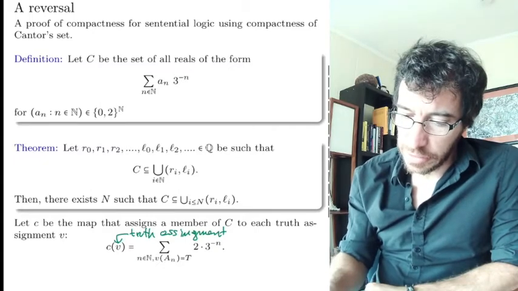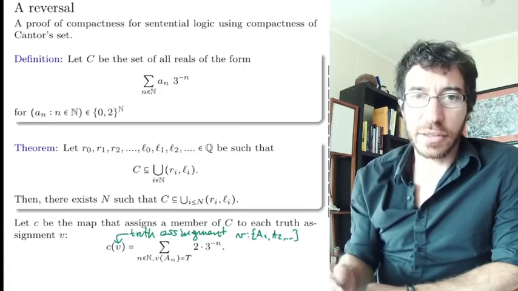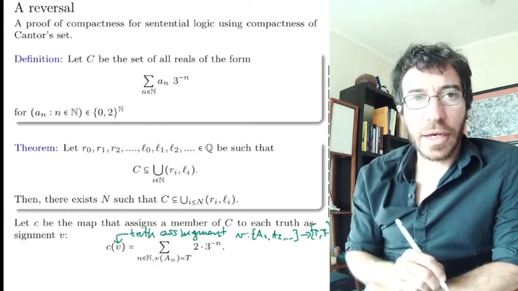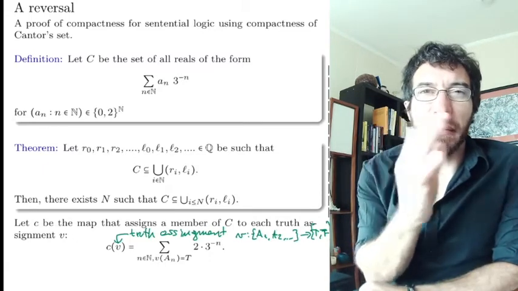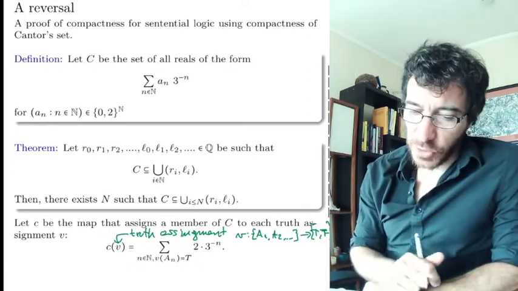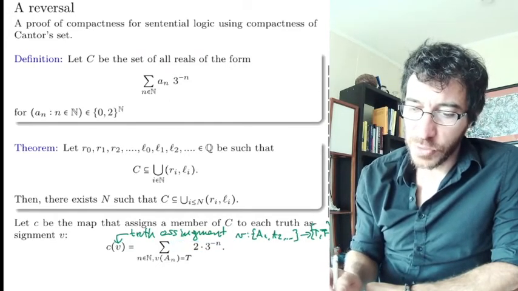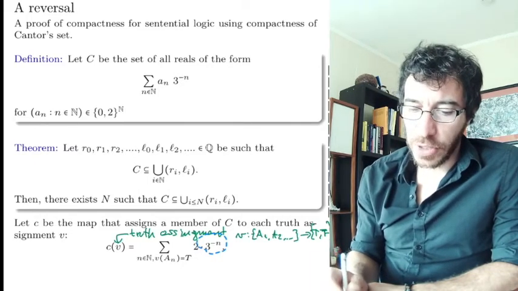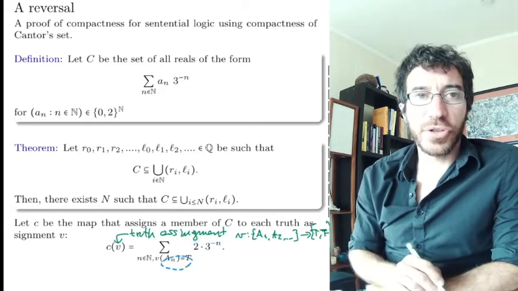So V is a truth assignment. It's essentially a map from the set A1, A2, and so on, for all the n's, into true and false. For each such assignment, we assign a point inside the Cantor set. It's actually going to be a bijection: each point corresponds to an assignment and each assignment to a point. The formula is right there: you sum 2 times 3 to the minus n, over all the n's where you get true. So if An is true, you add this term. If An is false, you don't add it.